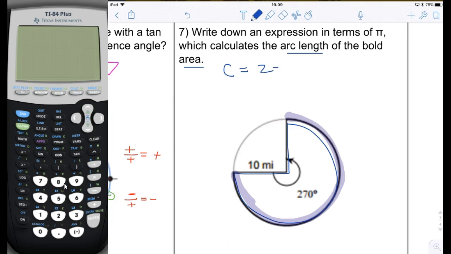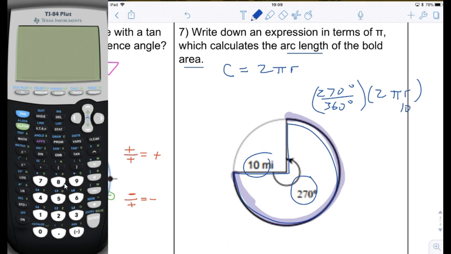So basically, we're going to take the circumference formula, which is written on the first page, circumference equals 2 pi r, and we're going to multiply it by the amount of the 360 degree angle that we're looking at. So it would be 270 degree angle divided by 360 degree angle. That's the fraction of 2 pi r that we want. And then we just need to figure out, okay, what's the radius in this case? The radius is 10 miles. And so we just put 10 in for r.